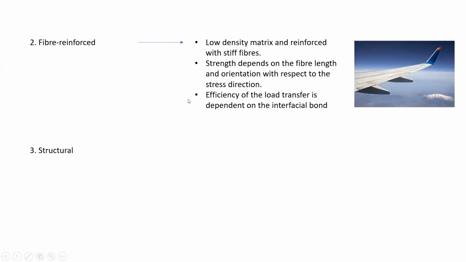Okay, cool. So the second type of classification is fiber reinforced. It's probably the most common one when you think of reinforcing composites. It's basically made up where the reinforcing member is a low density, stiff fiber, and the matrix has low density. The strength depends on the fiber length. So the length of the fiber and the orientation of the fiber will determine the strength of the overall composite. And again, the efficiency of the load transfer. So how efficient the composite is depends on the interfacial bond between the reinforcing member and the matrix.